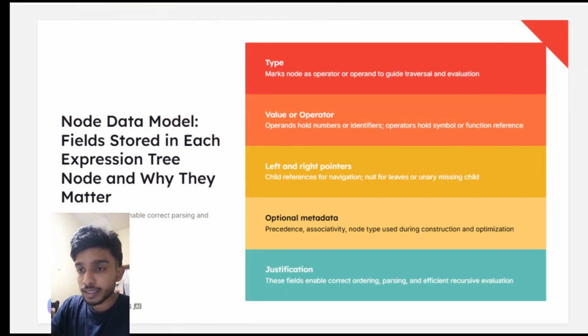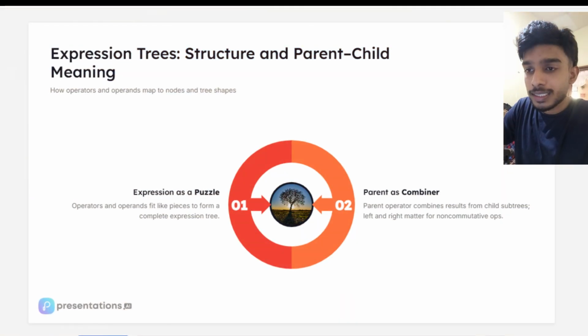Node data model. To implement this in code, each node needs specific fields beyond just storing the value or operator symbol. We need left and right pointers to navigate the tree. Advanced implementations often store metadata like precedence level or associativity within the nodes to make tree construction and optimization much faster.